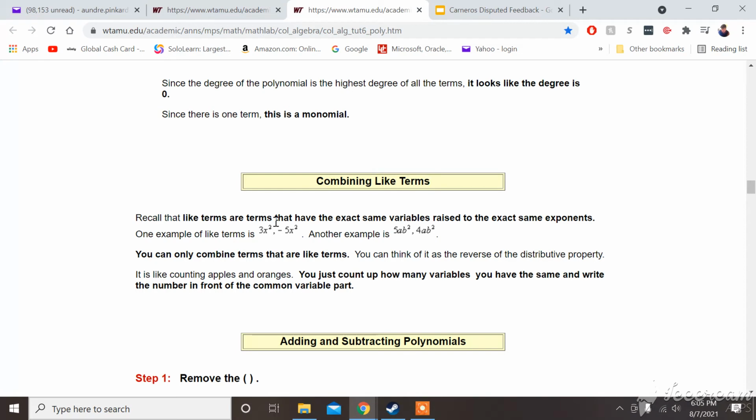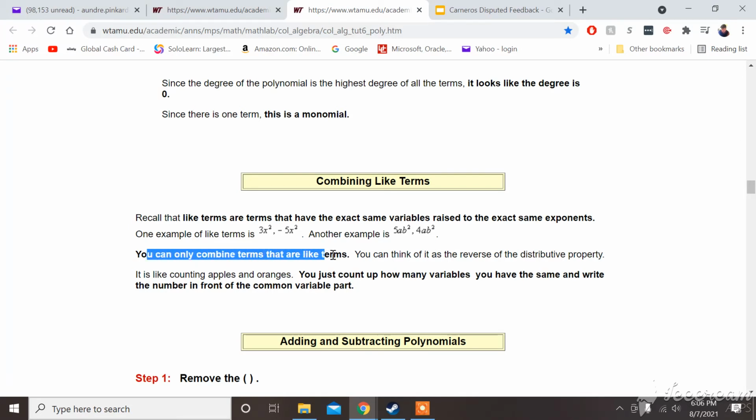Combining like terms. Recall that like terms are terms that have the exact same variables raised to the same exact exponents. One example of like terms is 3x squared minus 5x squared. Another example is 5ab squared and 4ab squared. So x squared is the same, ab squared is the same.